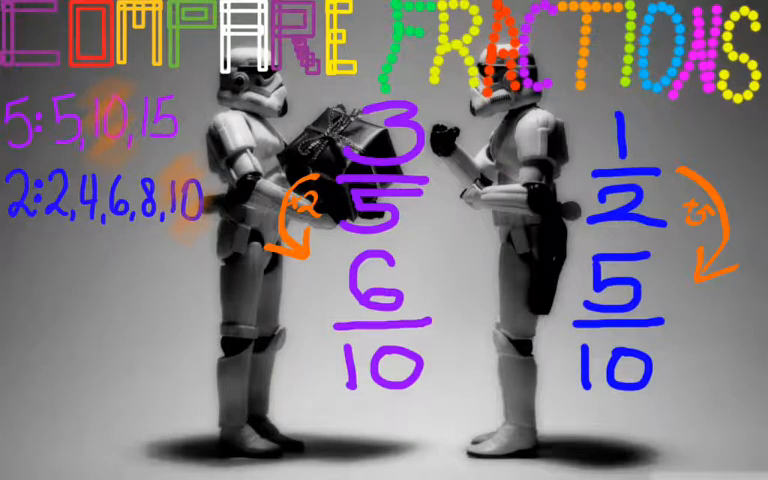And so now we have two different fractions that equal the same amount. So these are equivalent fractions. So 6/10 and 5/10, since they both have the same denominator, it's really easy to tell which one's bigger, the 6/10.